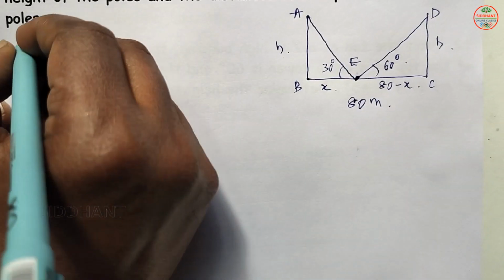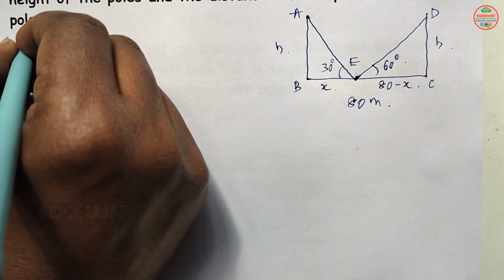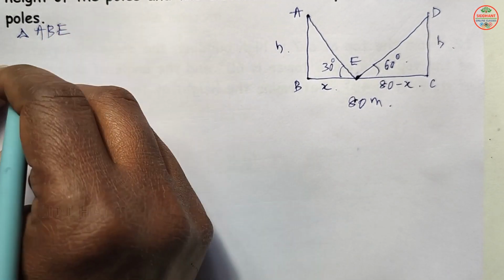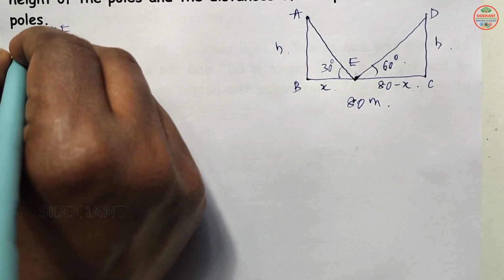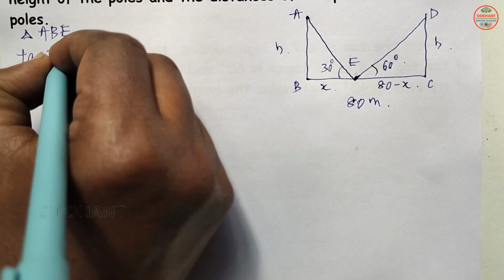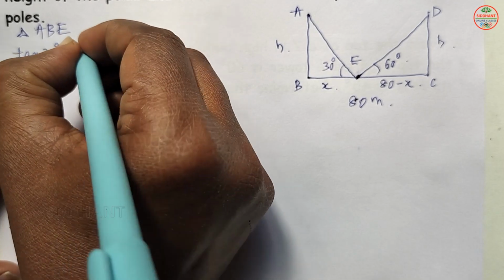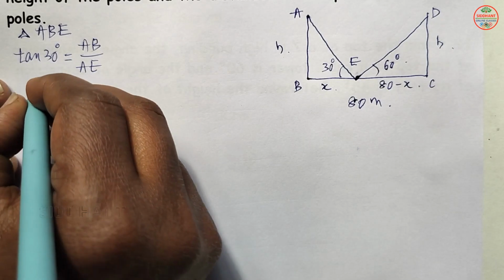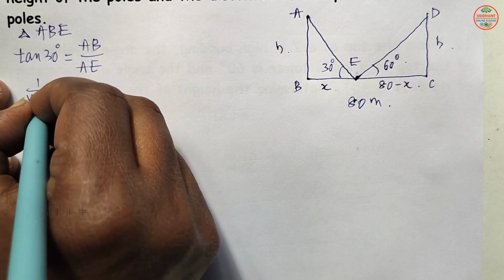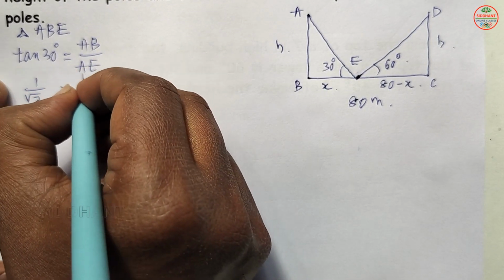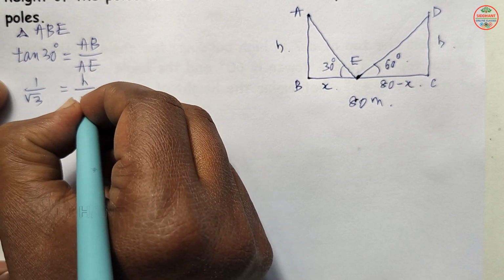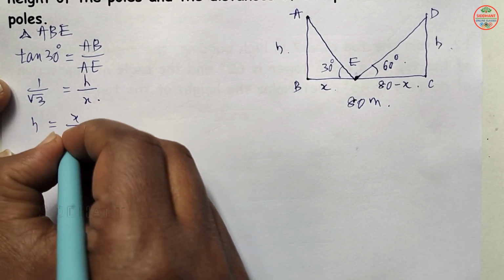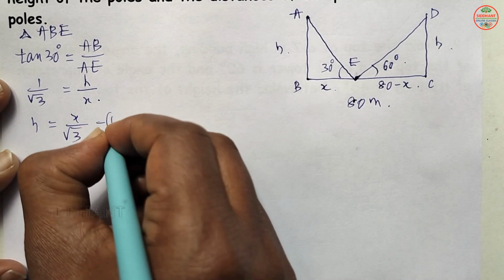So first we take triangle ABE. When we take 30 degrees, we take tan 30, which is AB by AE. Tan 30 we know is 1 by root 3, and AB let it be H and AE is X. So H is equal to X by root 3. Let it be equation 1.